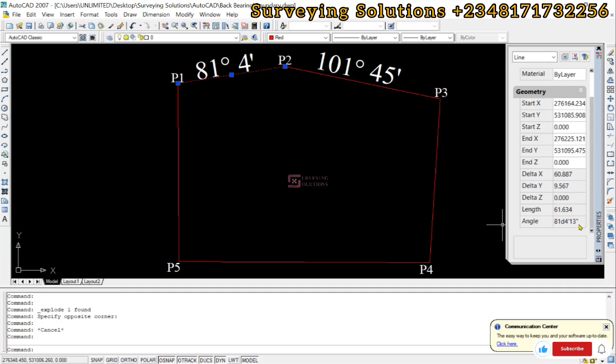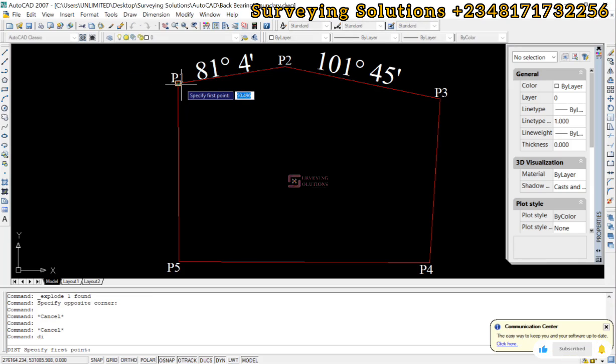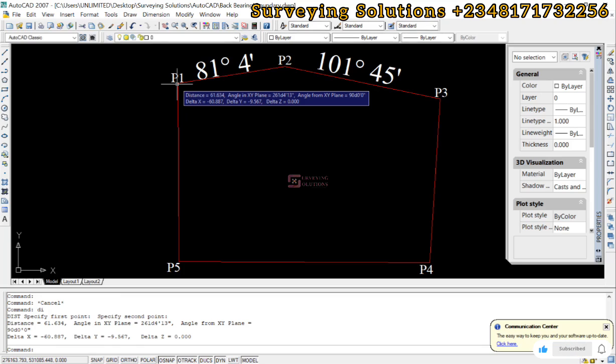Good. So if peradventure, while you want to label it, you have not really gotten to appreciate the difference between back bearing and forward bearing, and you decide not to follow this approach, and then you use this other shortcut called DI, that is distance, right? Good. So if you use DI to get the distance of the line, definitely the properties will also come up, right? Good. So you now decide to move from P2 to P1, perhaps during the heat of the job, or you just decided to move that way.